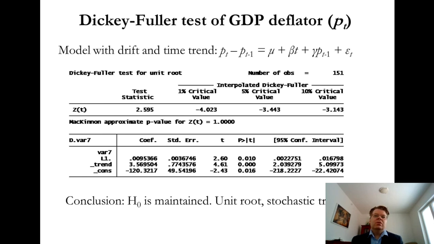So that was the case when we had this price level, and already this visual inspection showed us that there is very huge growth in this GDP deflator. So in this case, we learned from the statistical test that there is a significant time trend. In other words, we cannot reject the null hypothesis of a unit root. So the recommendation would be to use the first difference.